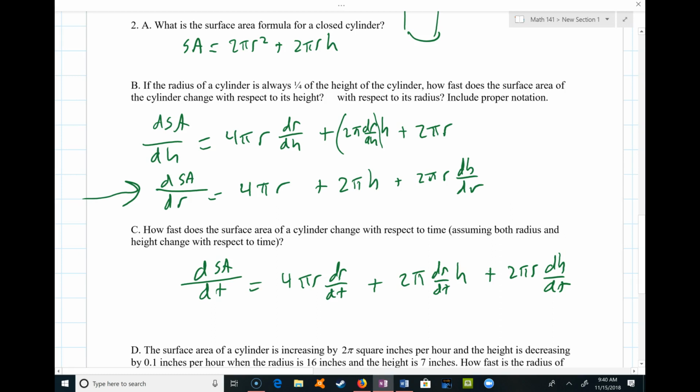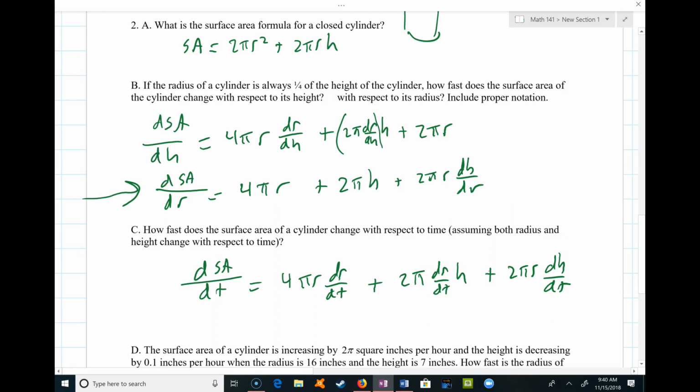Now, let's go back up here. It says, if the radius of the cylinder is always 1/4 the height, that gives me some information, doesn't it? So what if down here, I tried to find the rate of change of the surface area with respect to time, and all I knew was dr dt. I didn't know dh dt. You see the problem? I'd be able to do everything. I could find r, I could find h, I could find dr dt, but I couldn't find that. Am I stuck?